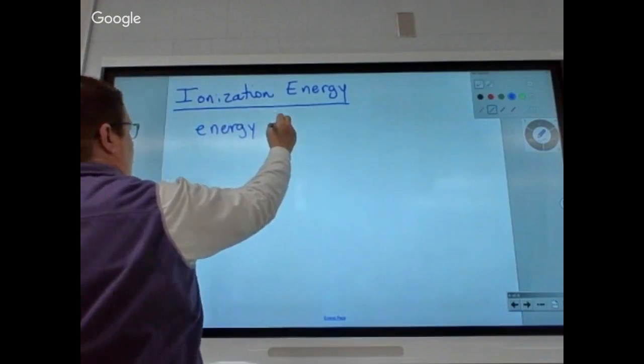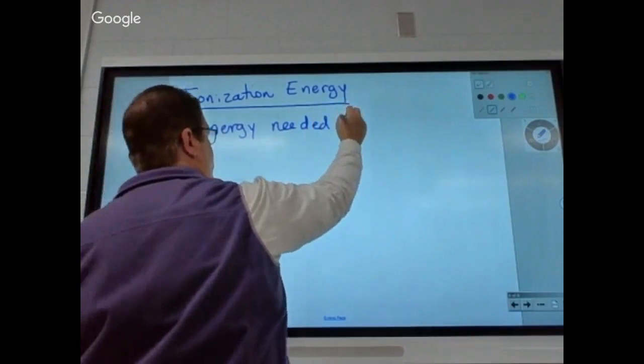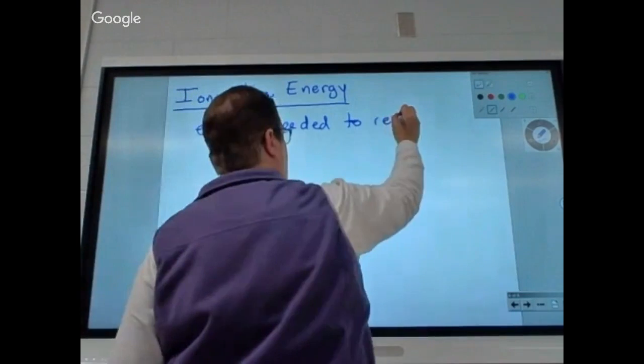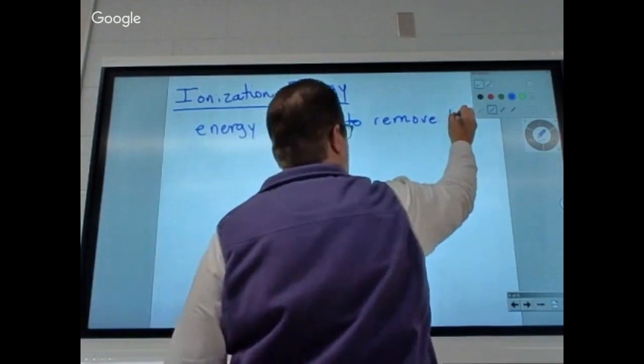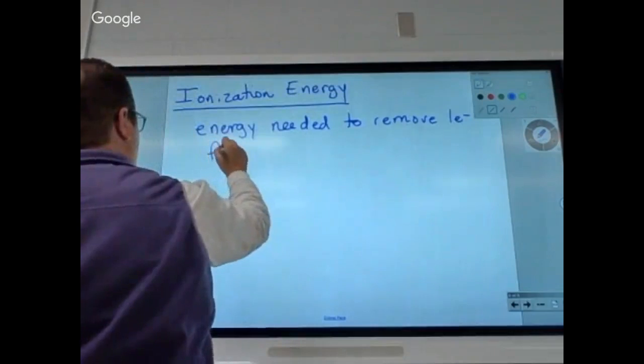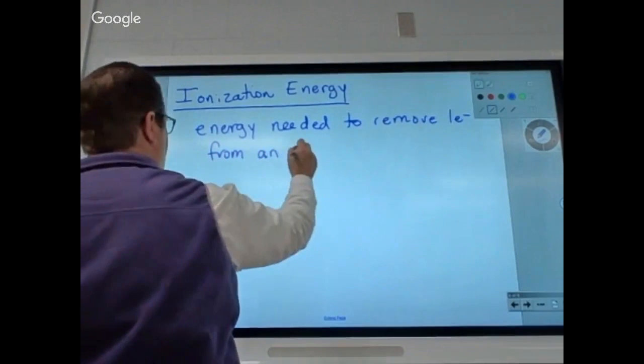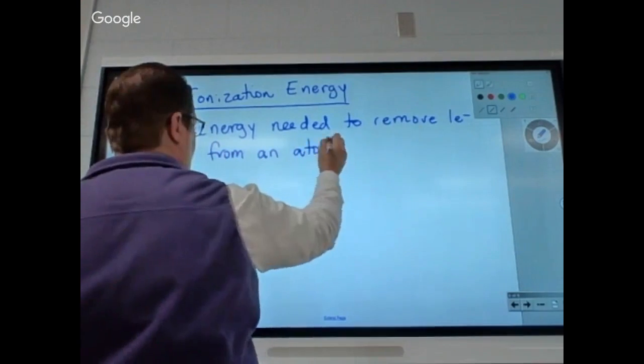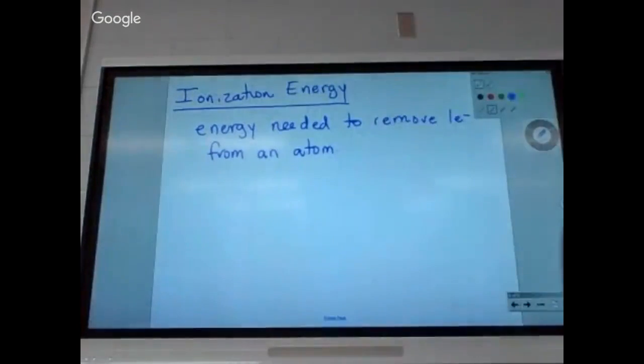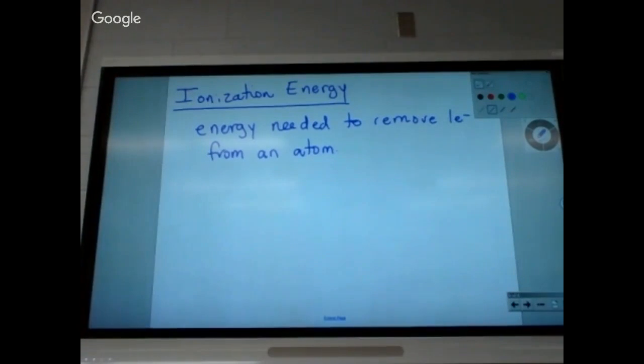Okay, it's the energy needed to remove one electron from an atom. All right, it's the energy needed to remove one electron from an atom.